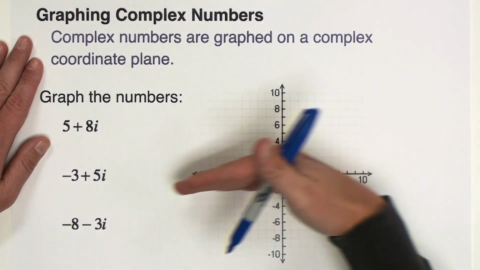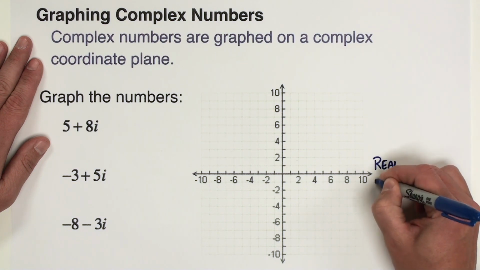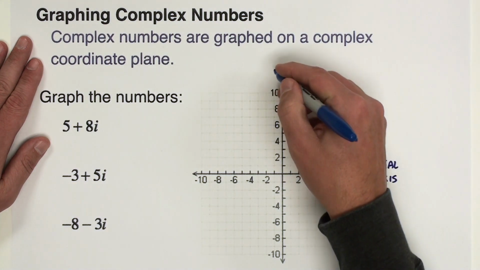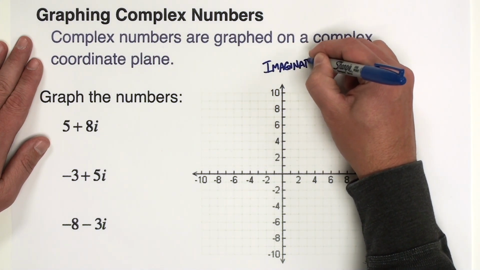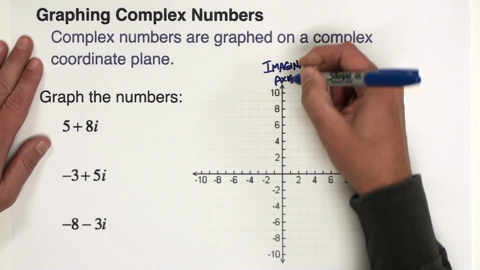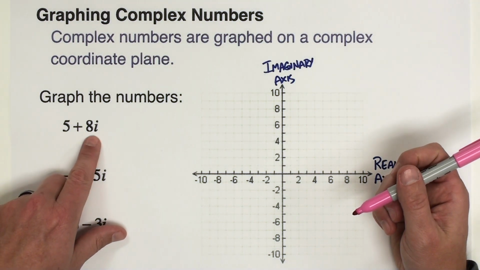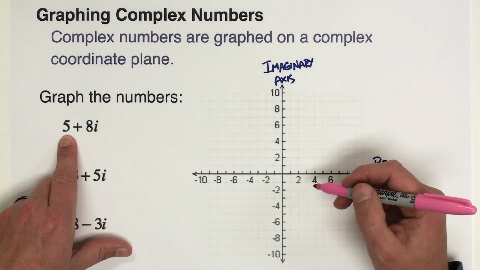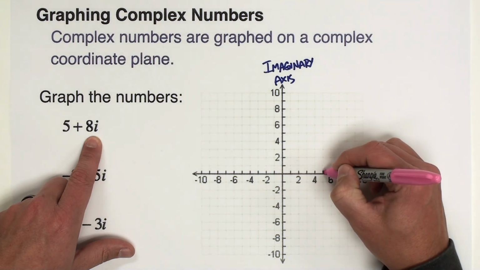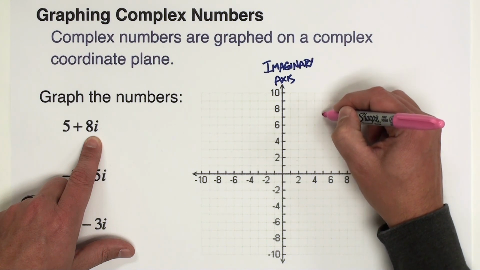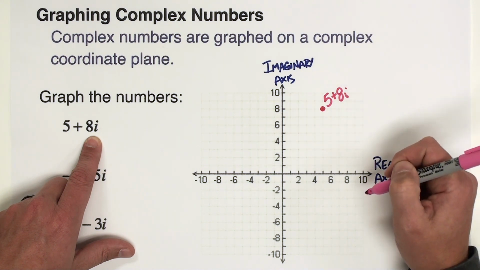We're going to call our traditional x-axis the real axis, and we're going to call the y-axis our imaginary axis. So if I want to plot the point 5 plus 8i, I have to go to 5 on the real axis and 8 on the imaginary axis. So 1, 2, 3, 4, 5. 1, 2, 3, 4, 5, 6, 7, 8. That is 5 plus 8i.